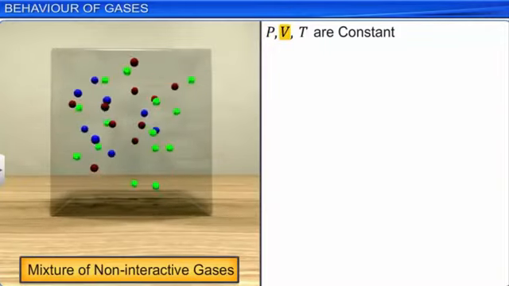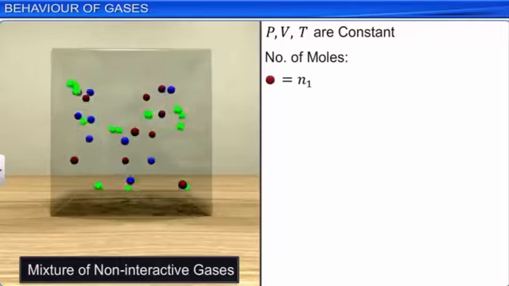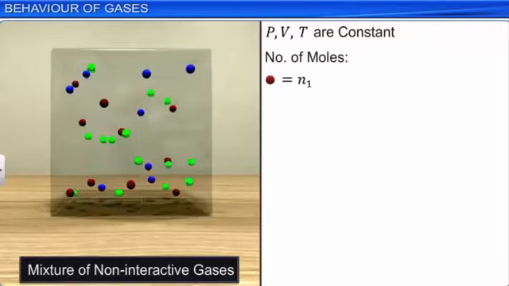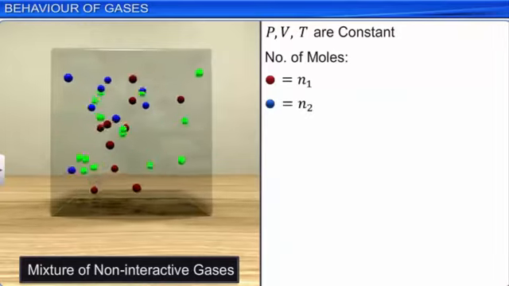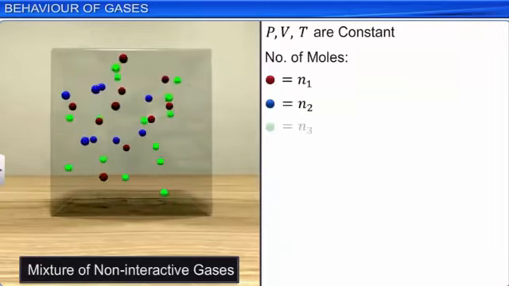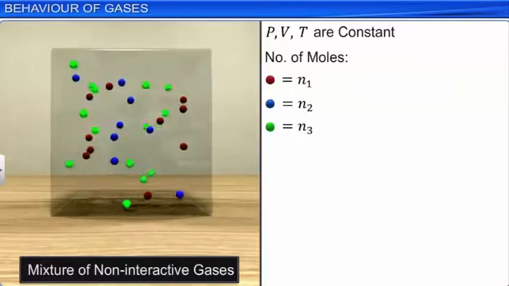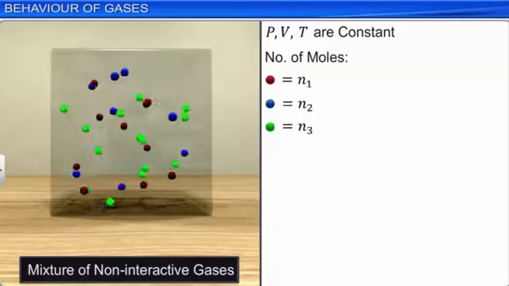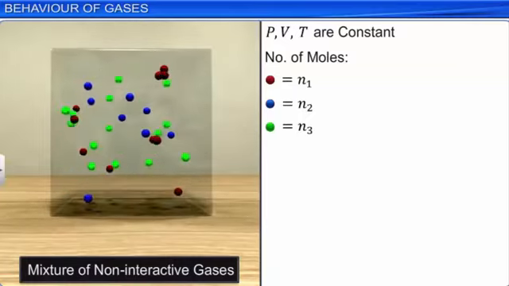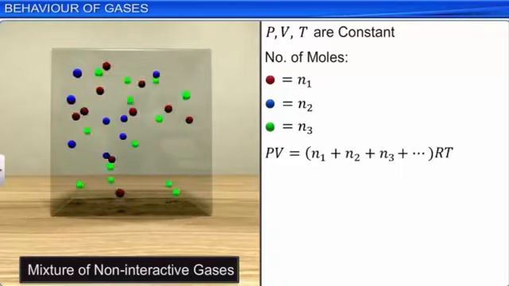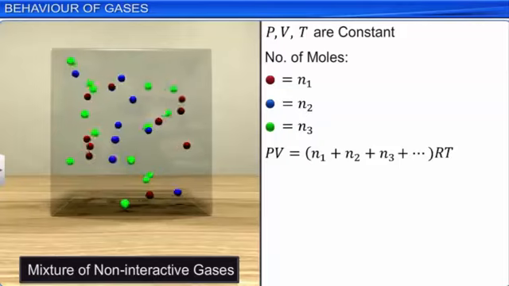Let N1 be the number of moles of the first gas, N2 the number of moles of the second gas, and N3 the number of moles of the third gas, etc. Then the equation of state for the mixture of the gas is PV = (N1 + N2 + N3 + and so on) RT. Let this be equation 4.